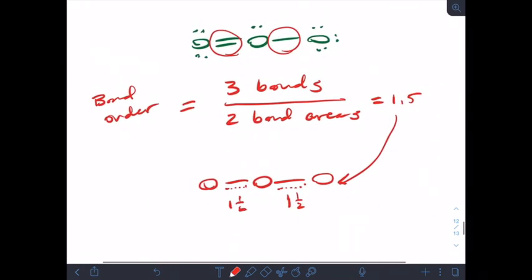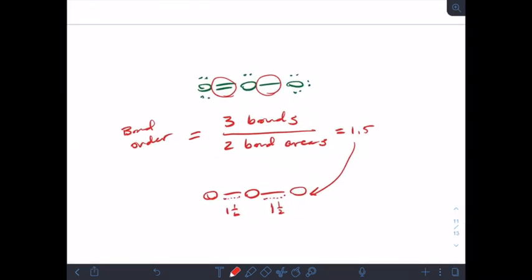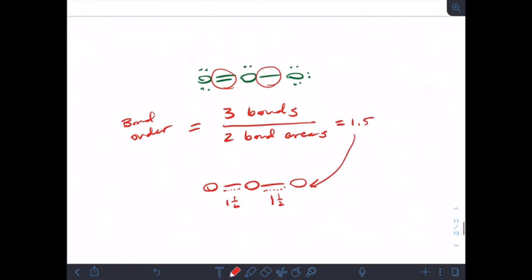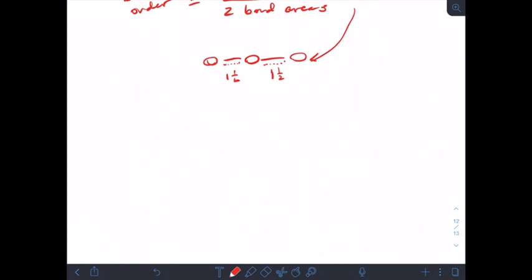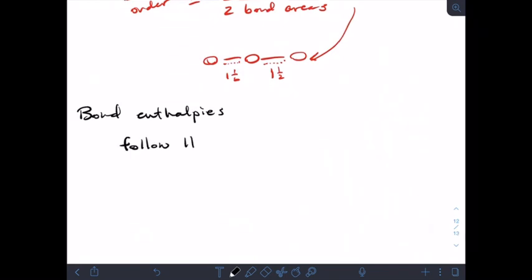Now, that pretty much does it for us with this lecture. There's one more topic in this chapter, but we actually inadvertently covered it before we left for break, and that's bond enthalpies. Remember, bond enthalpies follow Hess's law. And the idea is that delta H for the reaction equals bonds broken minus bonds formed.